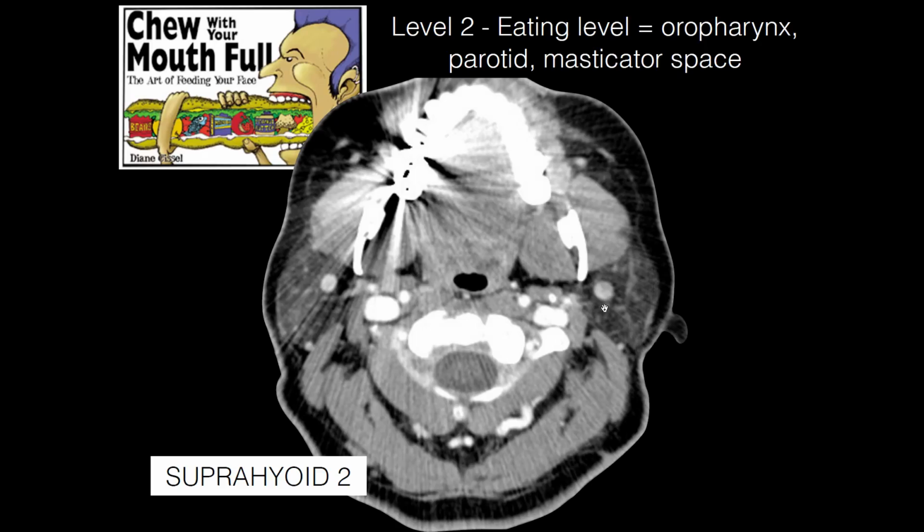And what's this big vascular structure here? I'm not sure. Is that the lymph node? No, vascular structure. Anyone? External... No, this is the retromandibular vein. Yeah, this is the retromandibular vein.